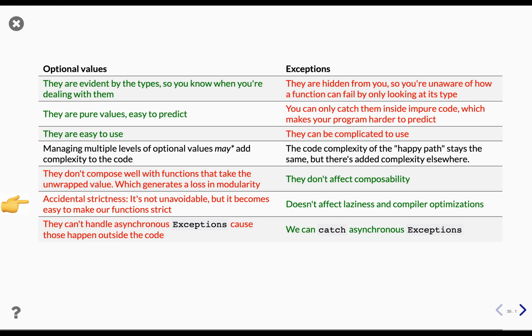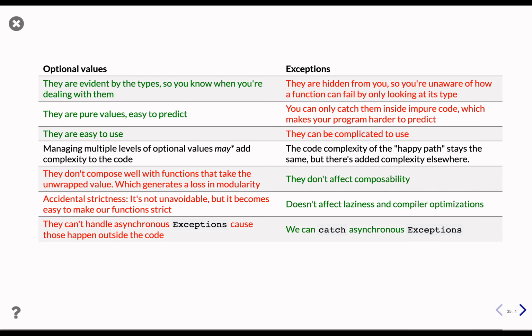And finally, and crucially, optional values cannot handle asynchronous exceptions because those happen outside our code. In the case of exceptions, we can catch asynchronous exceptions. This is a more advanced topic, but I put it there just for completeness. This is a place where exceptions are pretty much the only option.